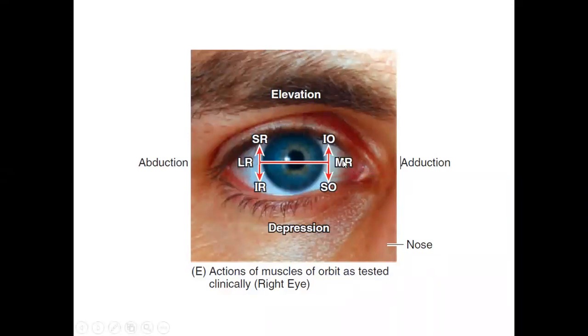So medial rectus is adduction. Elevation of the eyeball is by superior rectus and inferior oblique muscle; depression of the eyeball by inferior rectus and superior oblique muscle; abduction is by lateral rectus muscle. If you see the individual muscles, the medial rectus adduction, lateral rectus abduction; elevation is by superior rectus and inferior oblique; depression is by superior oblique and inferior rectus muscle.